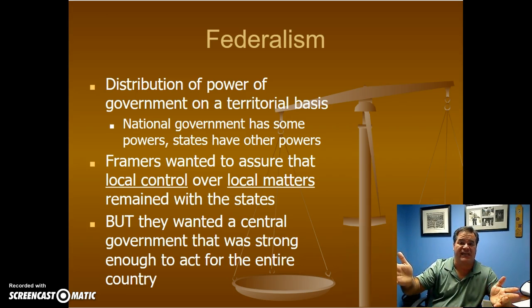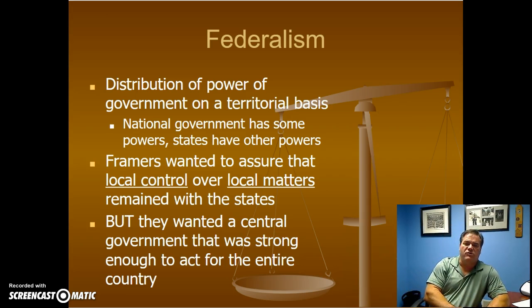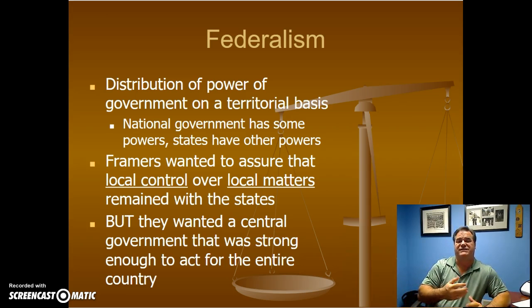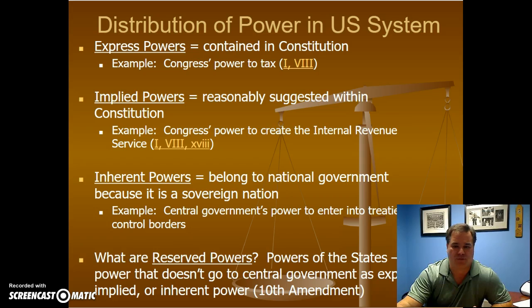Who takes care of education, public education? States primarily. The framers wanted to assure that local control was maintained over local matters. So an issue in Rhode Island was taken care of by the Rhode Island state government, not by anybody else. On the flip side, coming out of the Articles of Confederation, they wanted to assure a central government that was strong enough to act for the entire country. And they learned that from the Articles of Confederation, how much of a mess it was.